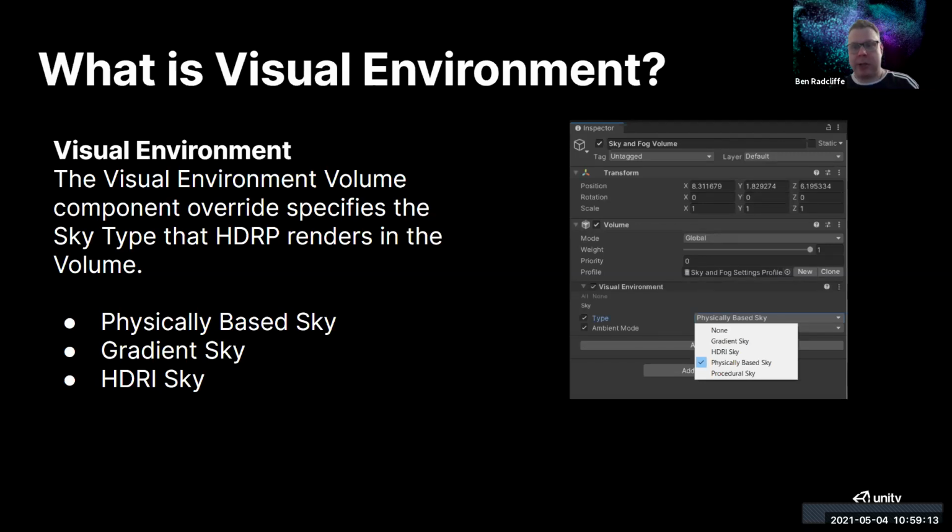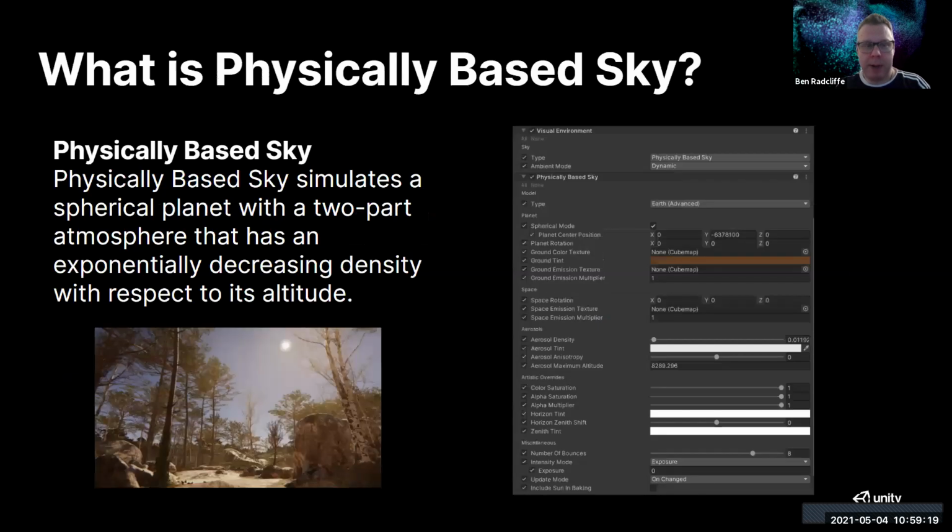And there's a procedural sky, but that's kind of going out. It's being replaced by the physically based sky. That's kind of based off the old rendering pipeline. So the physically based sky is a procedural sky that simulates a two-part atmosphere planet, and it attaches the sun to your directional light position, and you can give different atmospheric effects.